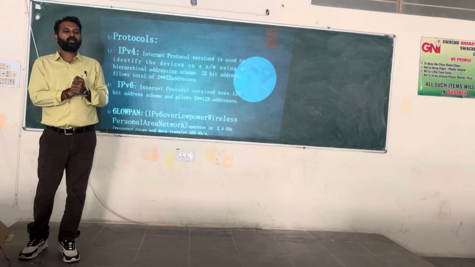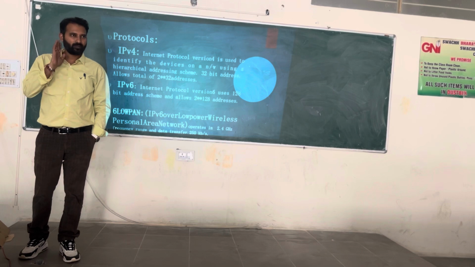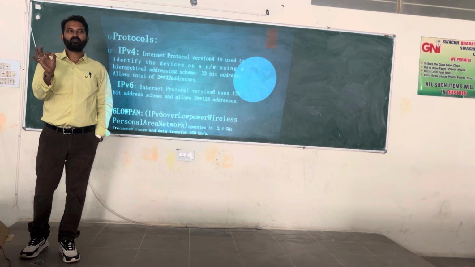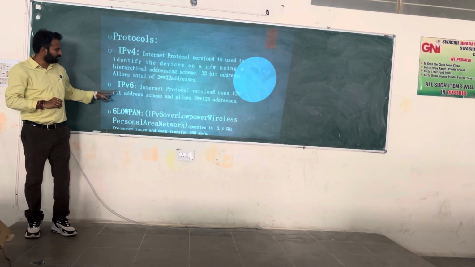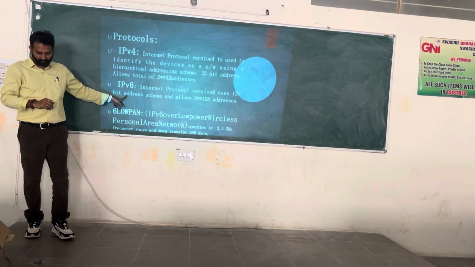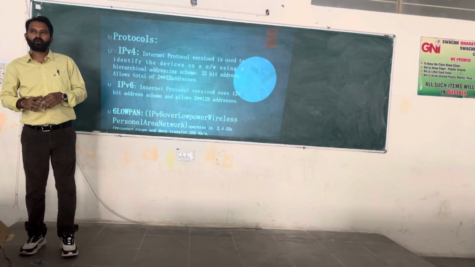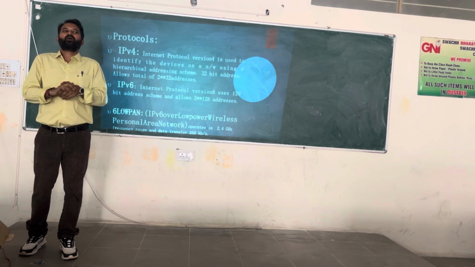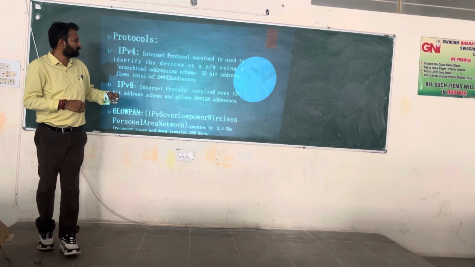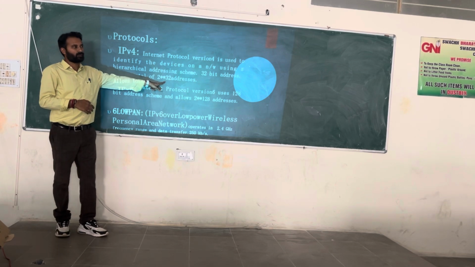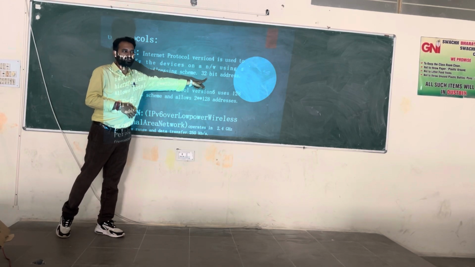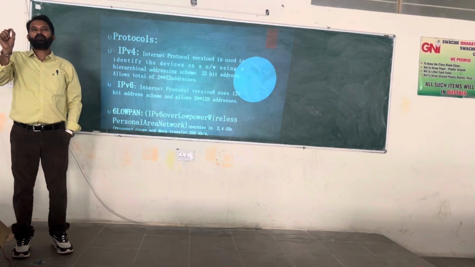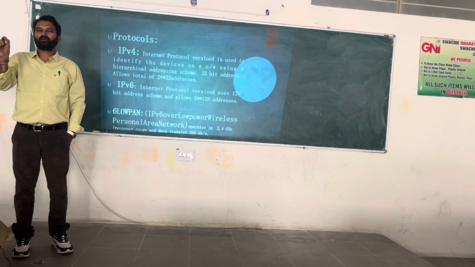So in that we have two types. How many types? Two types: Internet Protocol version 4 and Internet Protocol version 6. Internet Protocol version 4 is the older format, which provides an address length of 32 bits, numbered 0 to 31.